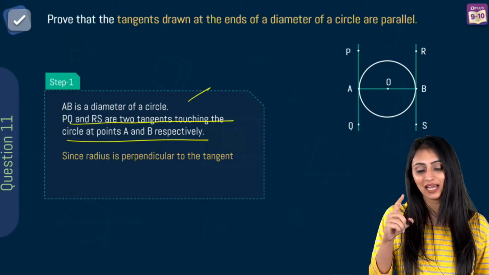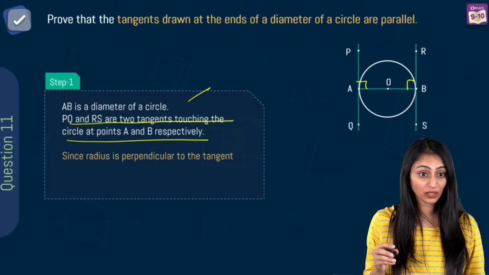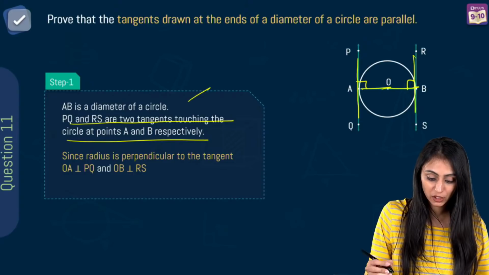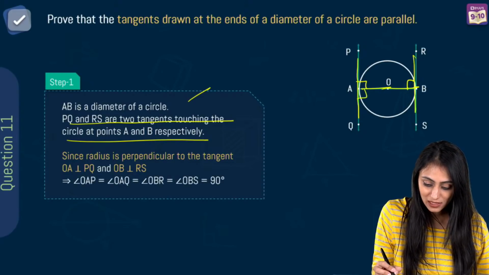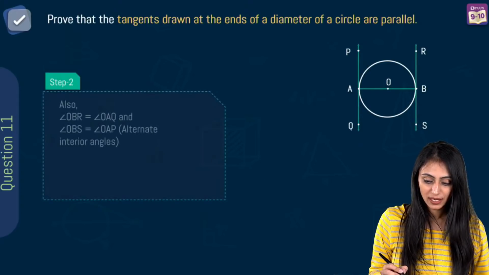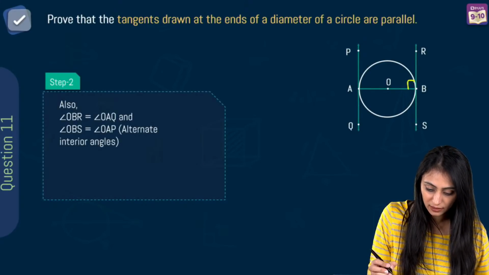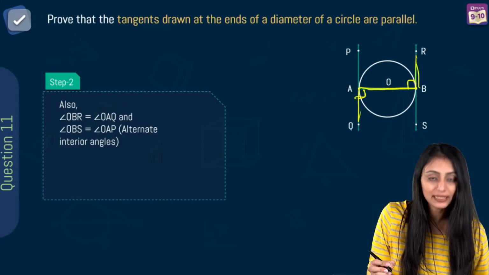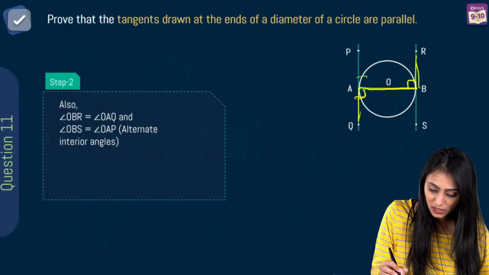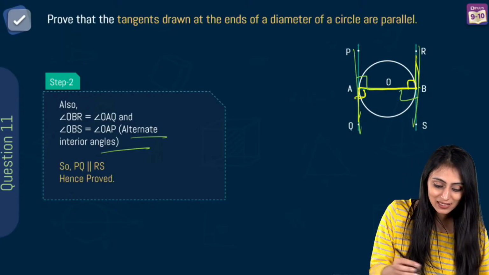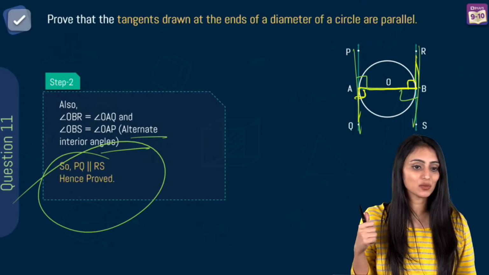We all know that radius and tangent are always perpendicular at the point of contact. So I can say that OA is perpendicular to PQ, OB is perpendicular to RS, so all these angles are going to be 90 degrees. What I can say from here is, this angle OBR and this angle OAQ, both these angles, you can see a Z is formed. Alternate interior angles are formed. Similarly, here as well, alternate interior angles are formed. So when alternate interior angles are equal, then definitely lines are going to be parallel. You see, proper reasoning has to be given.